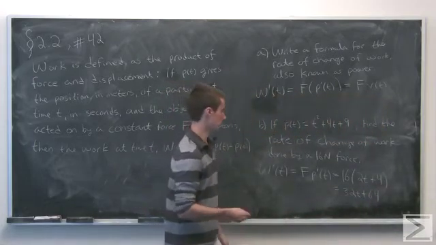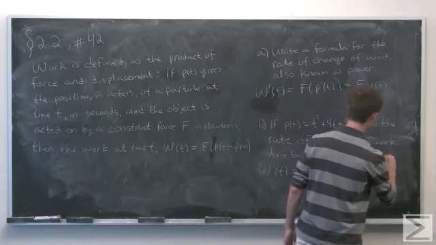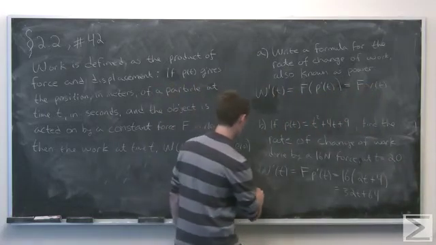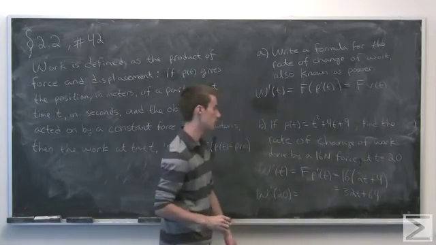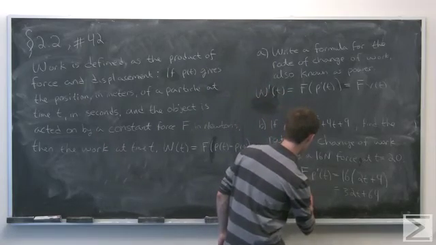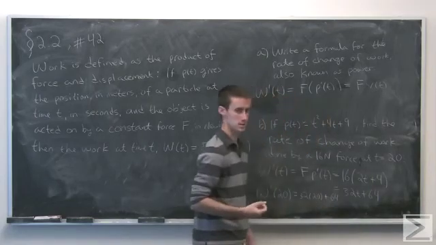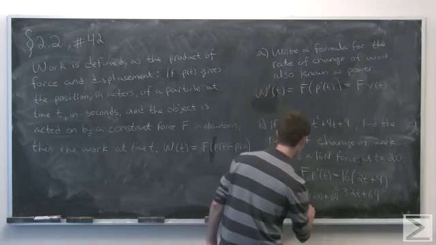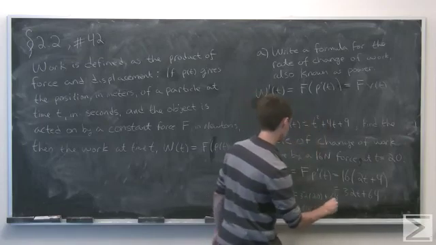Now we're asked to evaluate this at time t equals 20 seconds. So at time t equals 20 seconds, the rate of change of work being done, or the power, is going to be 32 times 20 plus 64, which is equal to 640 plus 64, or 704.